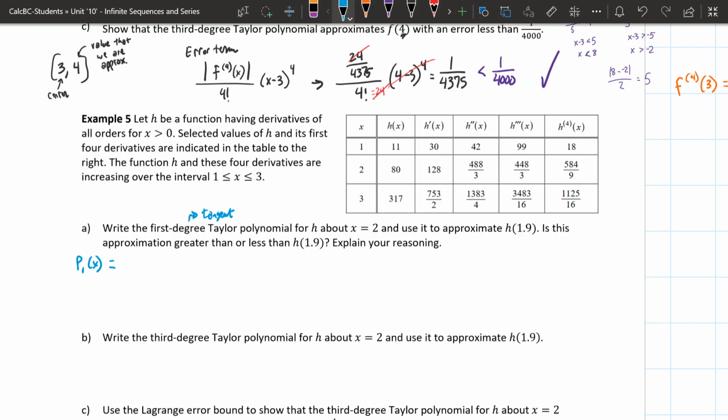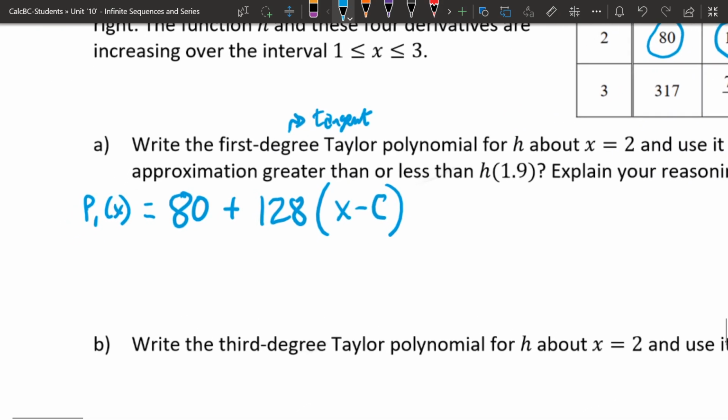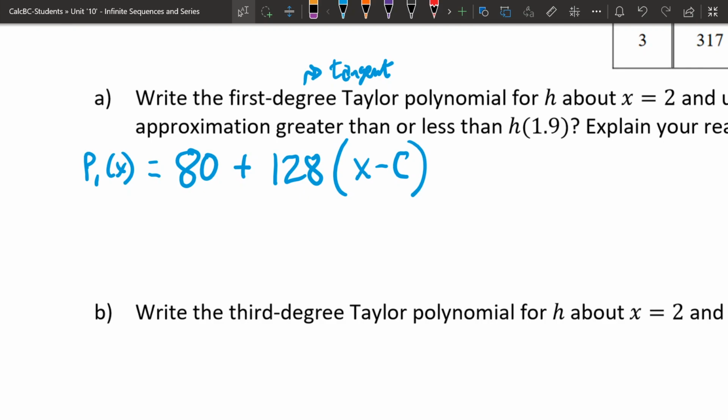Okay, so h of 2 is 80, and we're going to add to that the derivative of h at 2, 128, times x minus c. That's that first degree Taylor polynomial. You could put 128 divided by 1 factorial, but we don't need to do that. All right, let's simplify and plug in our values for x and for c.